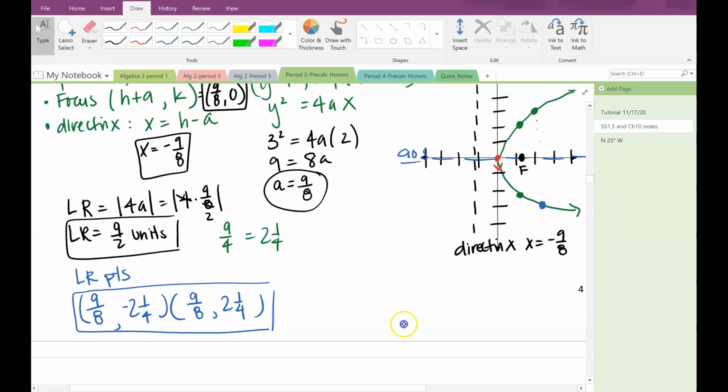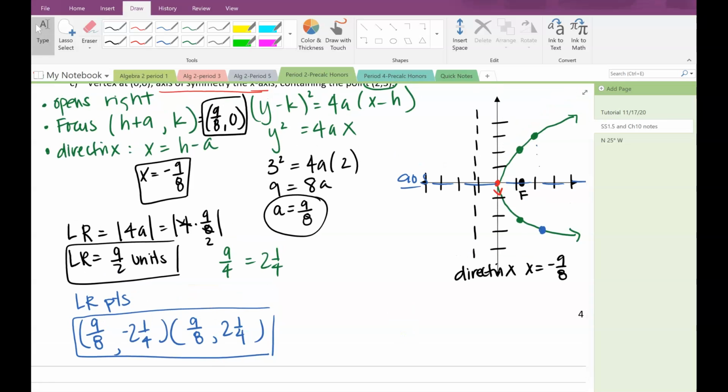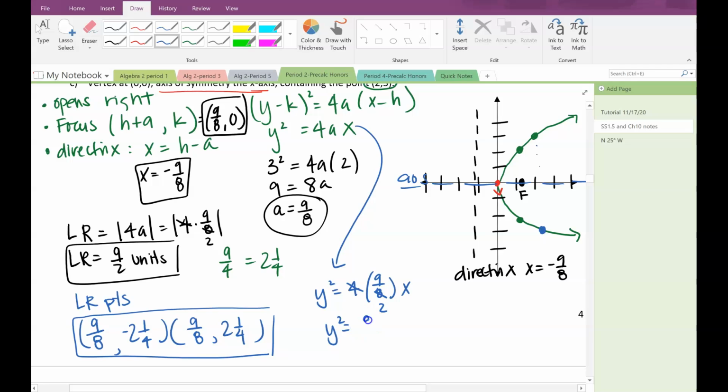Okay, so make sure we have our equation boxed up, which we don't. Let's take this down here. y squared equals 4 times a, which was 9/8, times x, and so that's y squared equals 9/2 x, and box that up just like that. Okay, and that's it, guys.